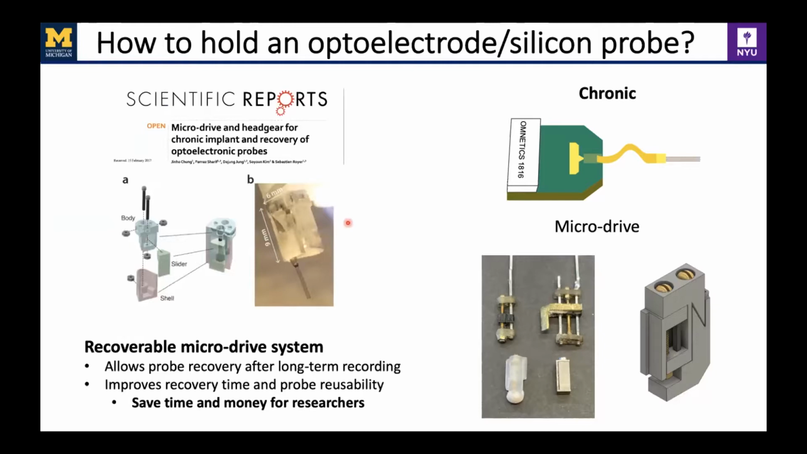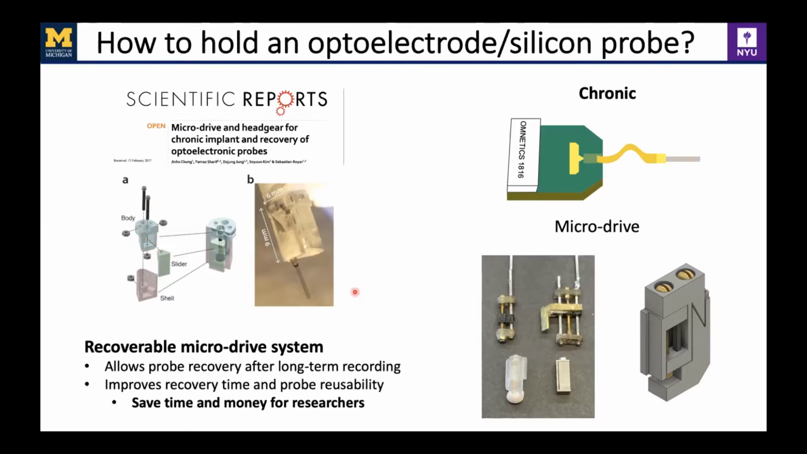Sebastien Royer's group designed this for the first time and published it in the Scientific Reports journal. The basic idea is that you have a shell component, which you would cement to the skull, and then you have a body and a slider, and you attach your silicon probe to this slider, and then you can move your probe up and down. Once you are done with your recordings, you can just recover your probe with the body and the slider.